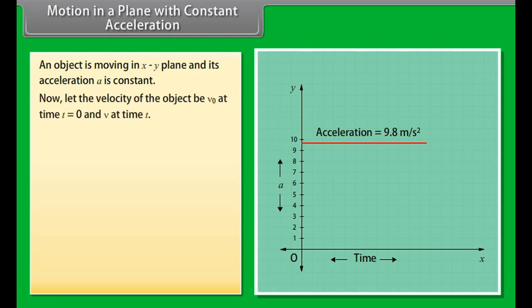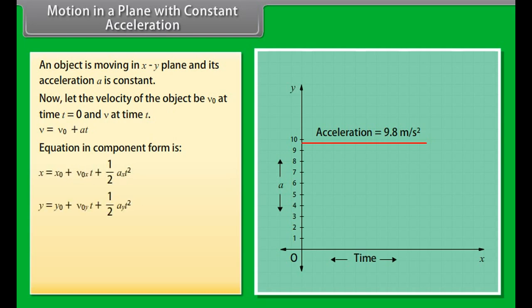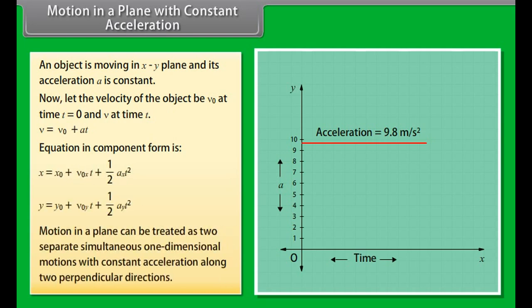Now, let the velocity of the object be v₀ at time t equal to 0 and v at time t. v is equal to v₀ plus at. This is the equation in component form. We conclude that motion in a plane can be treated as 2 separate simultaneous one-dimensional motions with constant acceleration along 2 perpendicular directions. These results are also valid for 3-dimensional motion.